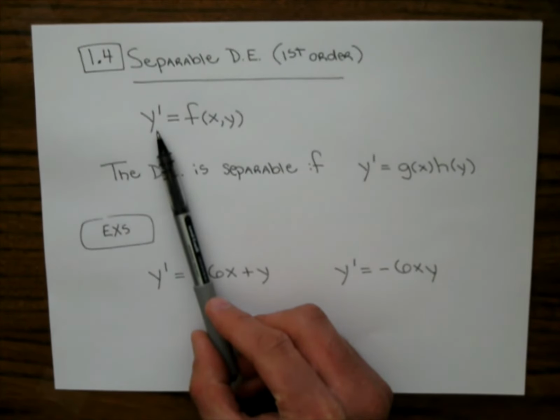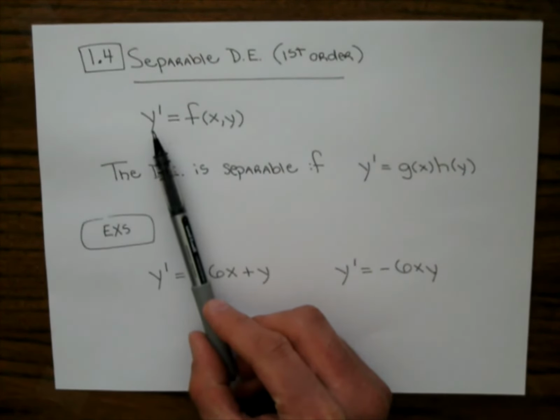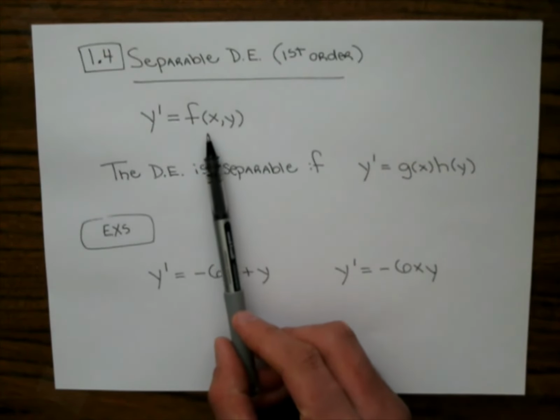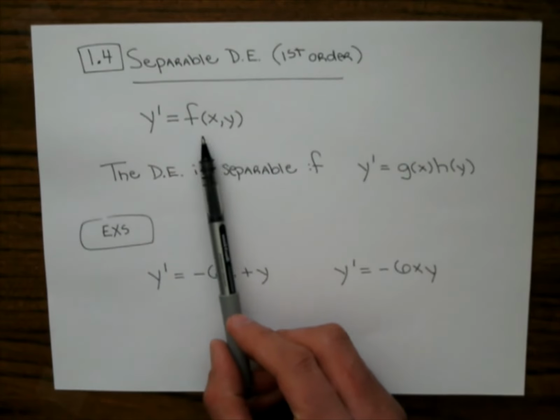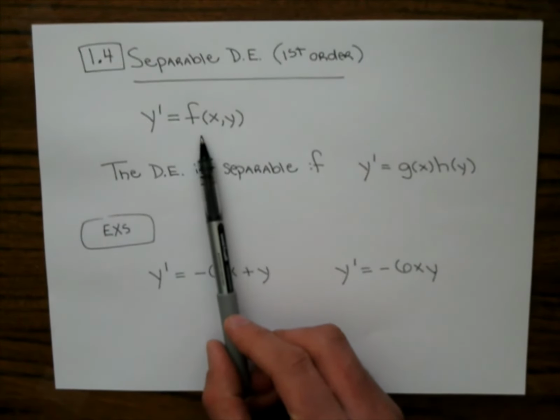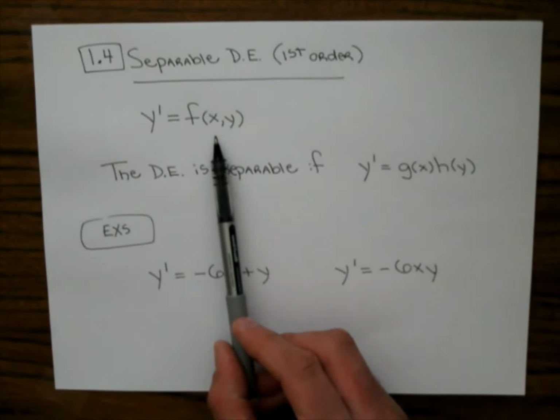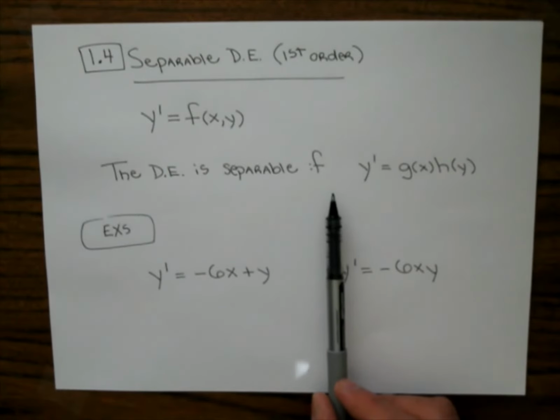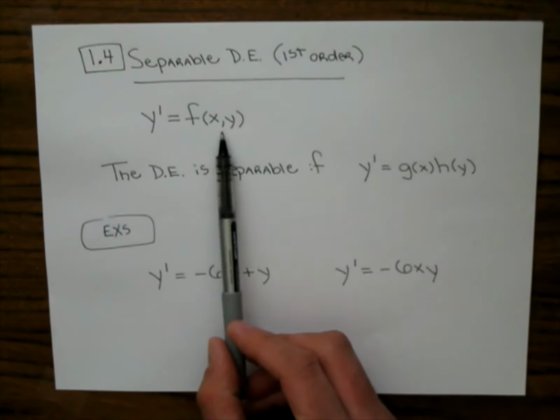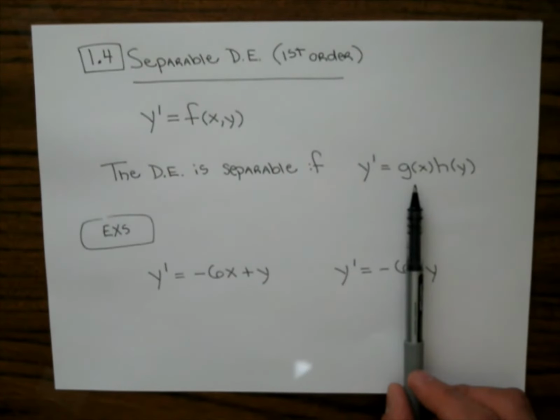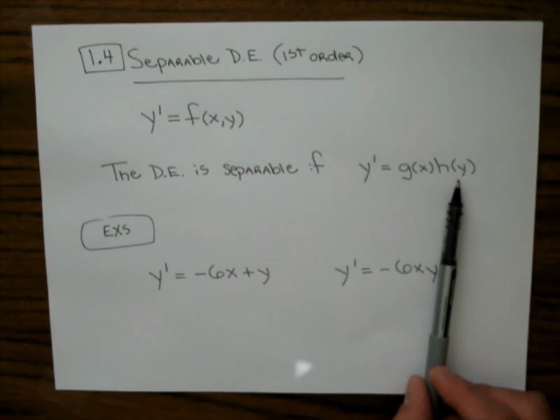Our first order differential equations in chapter 1 can be written as y prime equals a two-variable function. If you haven't had calculus 3, this is just an expression that has x's and y's in it. The differential equation is separable if you can write the expression on the right-hand side as a product of an expression with x's times an expression with y's.